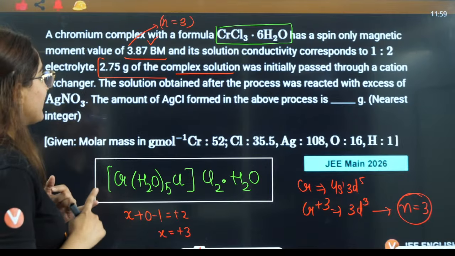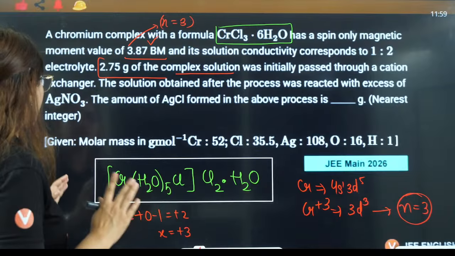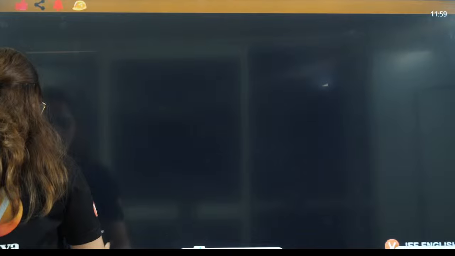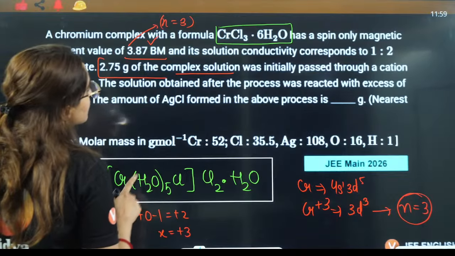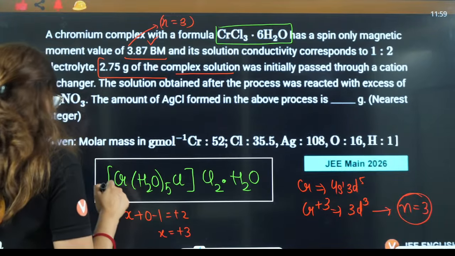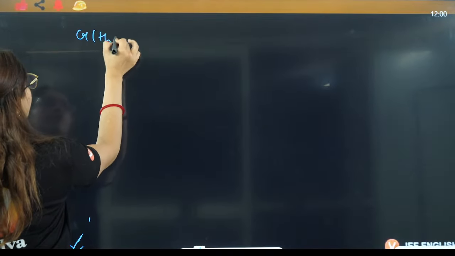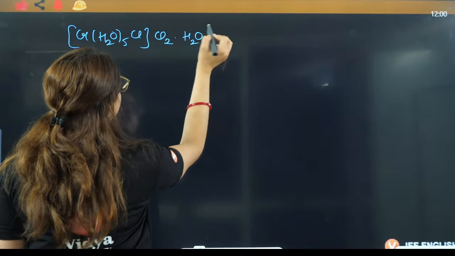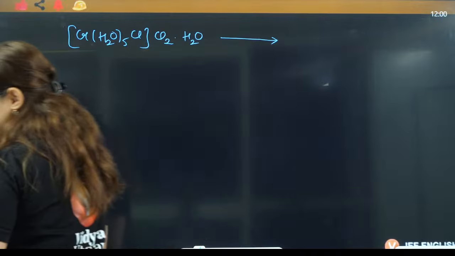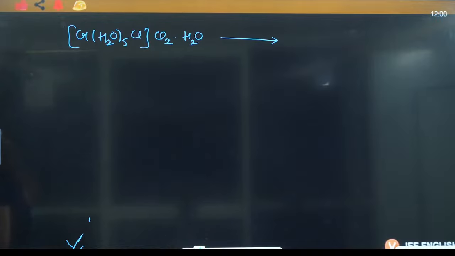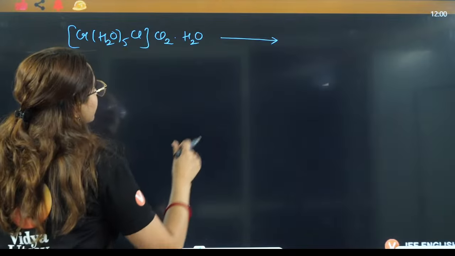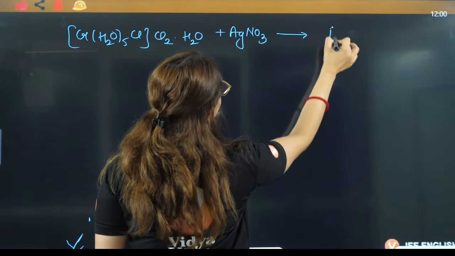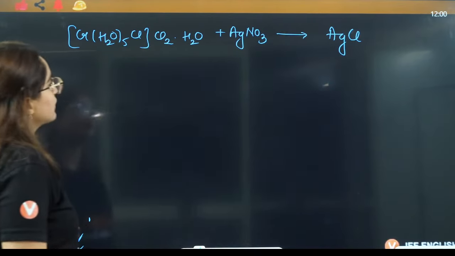The solution obtained after the process was reacted with excess of AgNO3. Right? So first thing is what we are doing here. We have this compound here, that is CrH2O5Cl, this is Cl2, water, right? Now here we are saying that this is reacted with AgNO3, then they are asking you how much amount of AgCl is formed here, right?